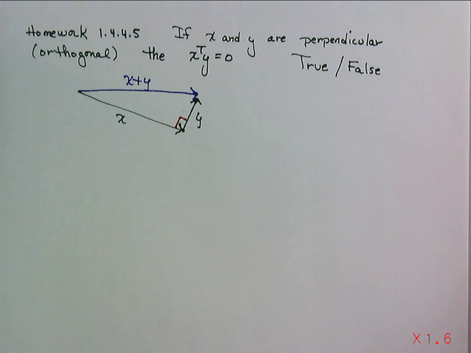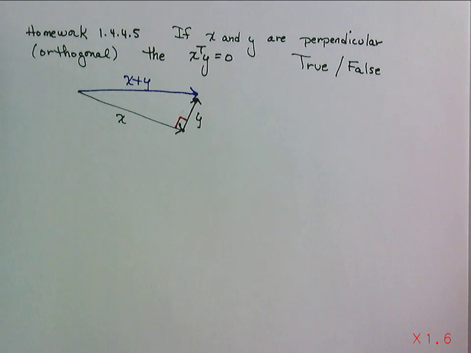If x and y are perpendicular, we're going to call the vectors orthogonal. The dot product of x transpose y is equal to 0. And we're given a little figure to help us decide this. Because of the figure, I suspect it's true. So let's try to prove it.